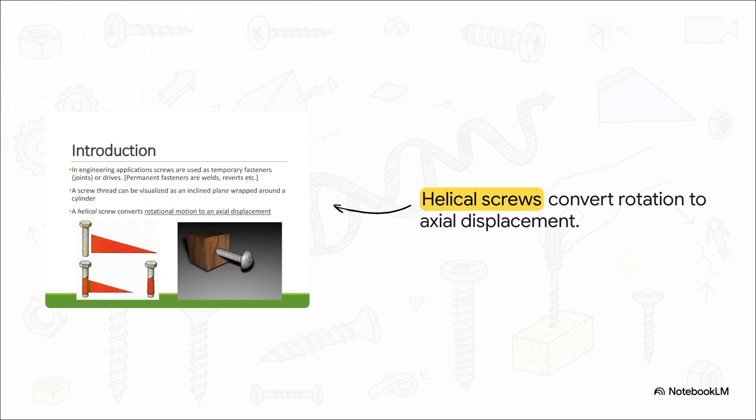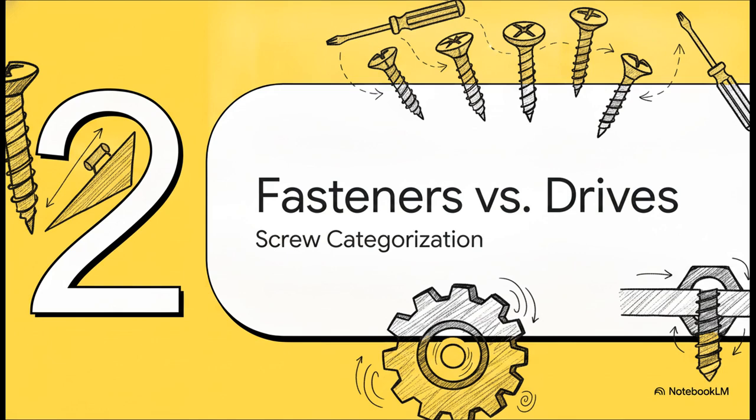A helical screw effectively takes rotational motion, you twisting your screwdriver, and instantly converts it into straight, axial displacement. You spin it in a circle and the object moves forward in a straight line. Seamless. Moving on to Part 2.